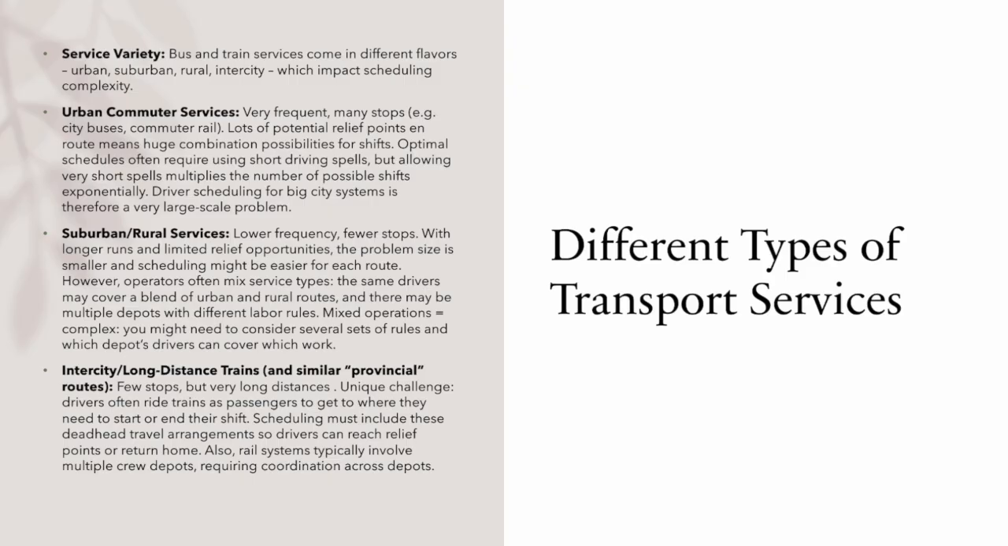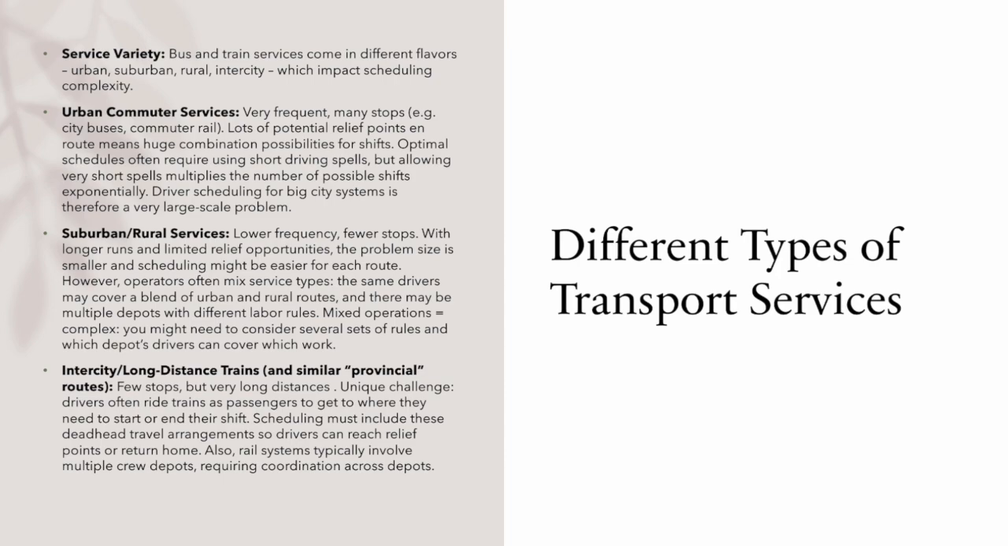And now we have the different types of transport services. You have the service variety, which is basically the bus and train services that come along in different areas like urban, suburban, rural. Then we have urban commuter service: very frequent, many stops, lots of potential relief points en route, which means huge combination possibilities for shifts. Optimal schedules often require short driving spells, but allowing very short spells multiplies the number of possible shifts, thereby increasing the cost, which we don't want.